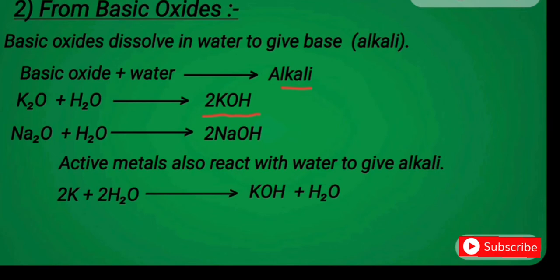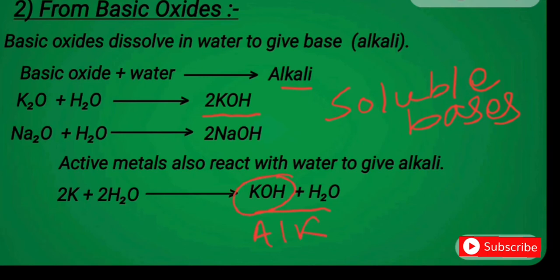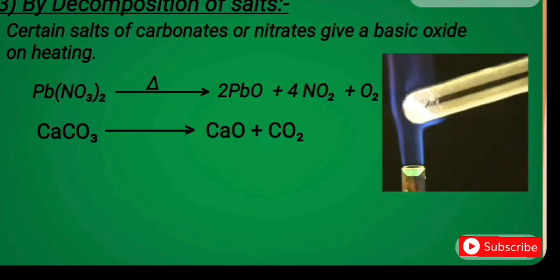Children, you know soluble bases are known as alkali. What is alkali? The soluble bases are known as alkali. Active metals also react with water to give alkali. Potassium plus water gives potassium hydroxide plus hydrogen, and potassium hydroxide is an alkali because it is a soluble base.